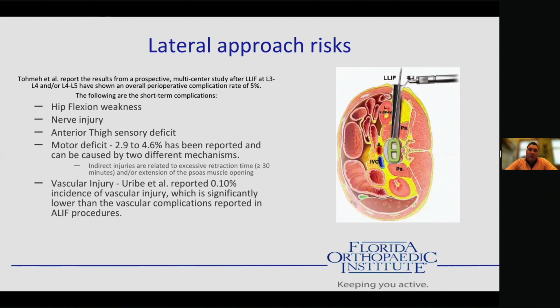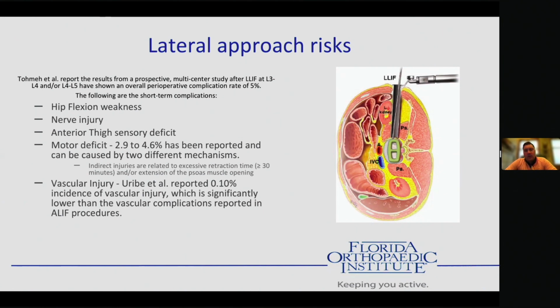There are also some unique risks when we are talking about lateral surgery, right? Obviously, we're traversing through the psoas as we discussed, and so hip flexion weakness tends to be a common complication, as well as injury to the nerves in the lumbar plexus, as well as the more superficial nerves such as the genitofemoral nerve. Anterior thigh deficit remains a common complication, as well as there is still an incidence somewhere between 3 and 5% of motor deficit based on the current studies.